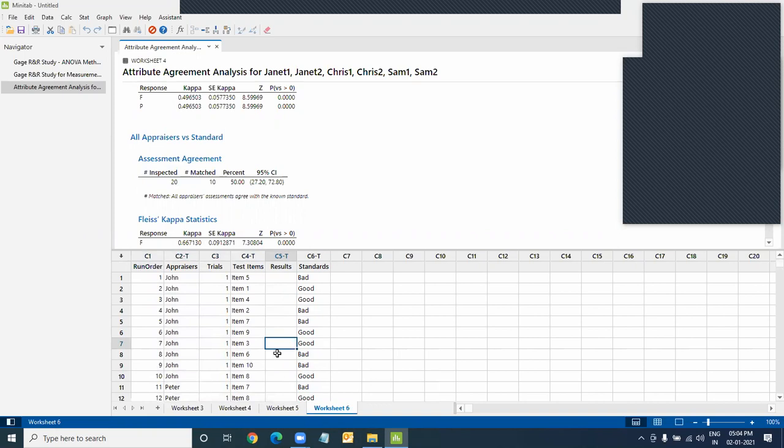Is that okay with everyone? Kindly explain it again. Yes, kindly explain it again. Okay, I'll do that. Are you talking about the attribute agreement analysis or the gauge R&R also?